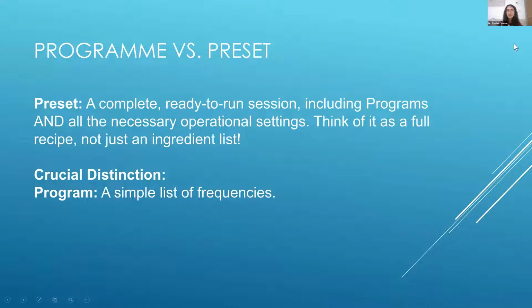So, a program versus a preset. A preset is a complete ready-to-run session, which includes programs and all of the necessary operational settings. Think of it as a full recipe, not just an ingredient list, okay? The crucial distinction is that a program is just a list of frequencies. That makes it really easy to personalize this equipment as much as possible. It's so versatile because you can have a program with certain frequencies in it, make one change to it, and then use it for another function, or use it with all the different modes that are available, because you have the frequencies in the list.